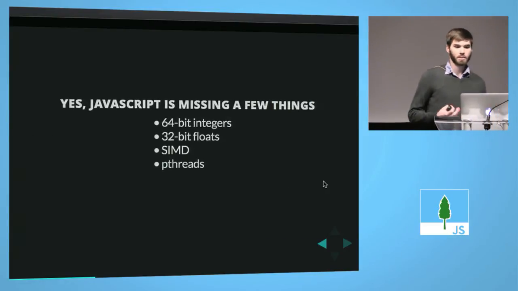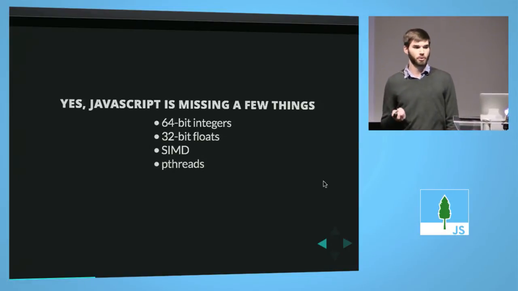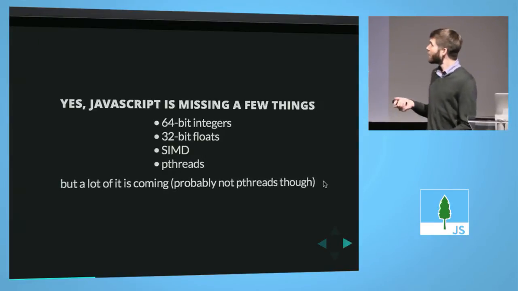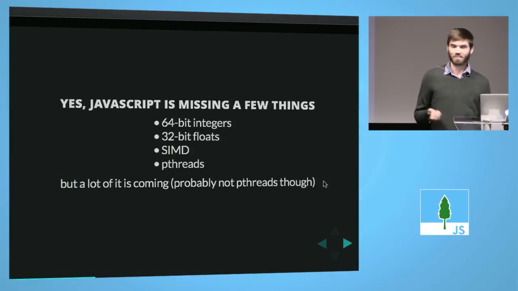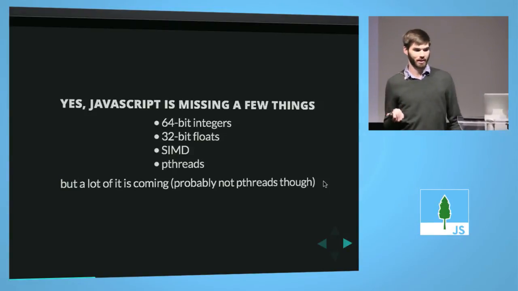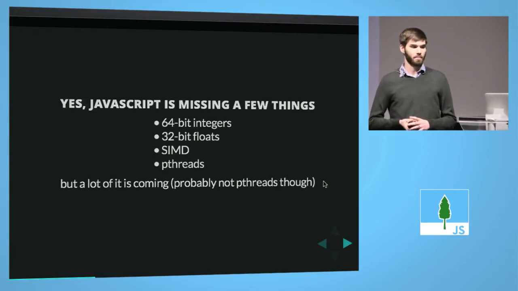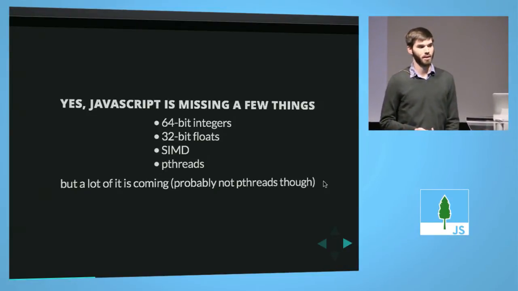So JavaScript is missing several things, like 64-bit integers and 32-bit floats. We can't actually accurately get that yet. And SIMD and pthreads. Most of these things are coming. I actually meant to take pthreads off because it's probably just too controversial. I don't know about pthreads. That's probably not going to come, or at least not for a while. But I'm guessing that at some point we're going to need to provide something like that because I just don't see how we can't have something like it.